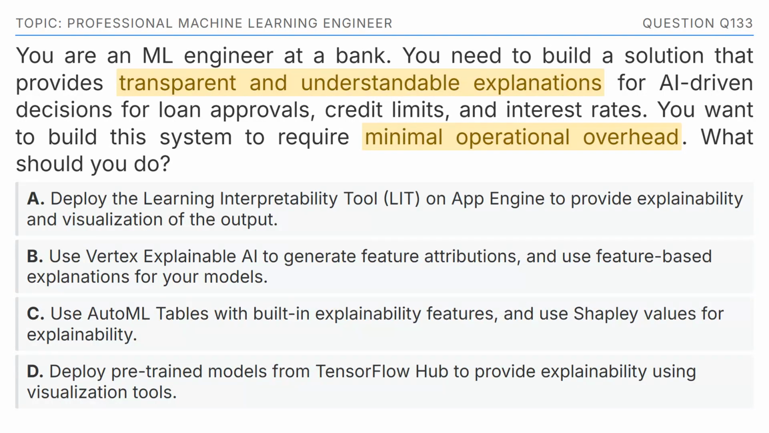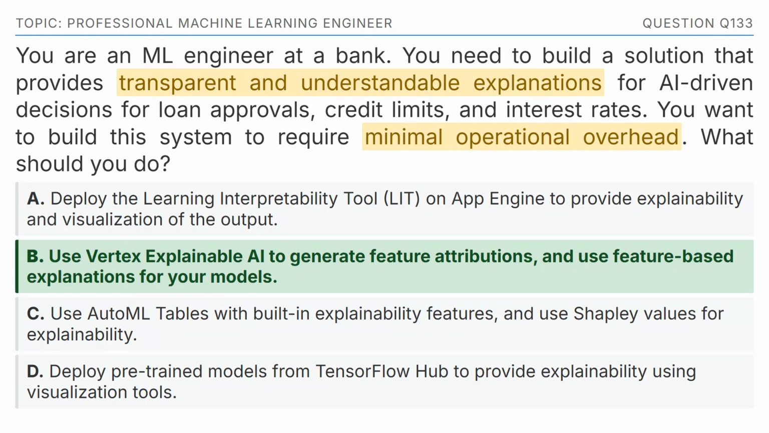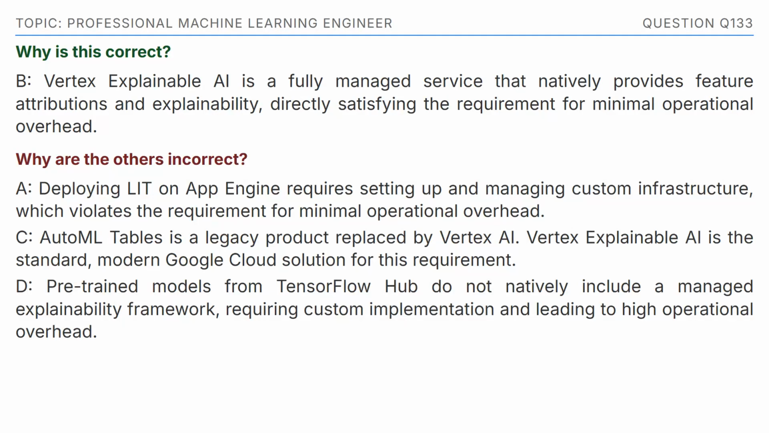To arrive at the correct answer, we focus on the keywords: transparent and understandable explanations, minimal operational overhead. The correct answer is option B, use Vertex Explainable AI to generate feature attributions, and use feature-based explanations for your models. Why is this correct? B. Vertex Explainable AI is a fully managed service that natively provides feature attributions and explainability, directly satisfying the requirement for minimal operational overhead. Why are the others incorrect?